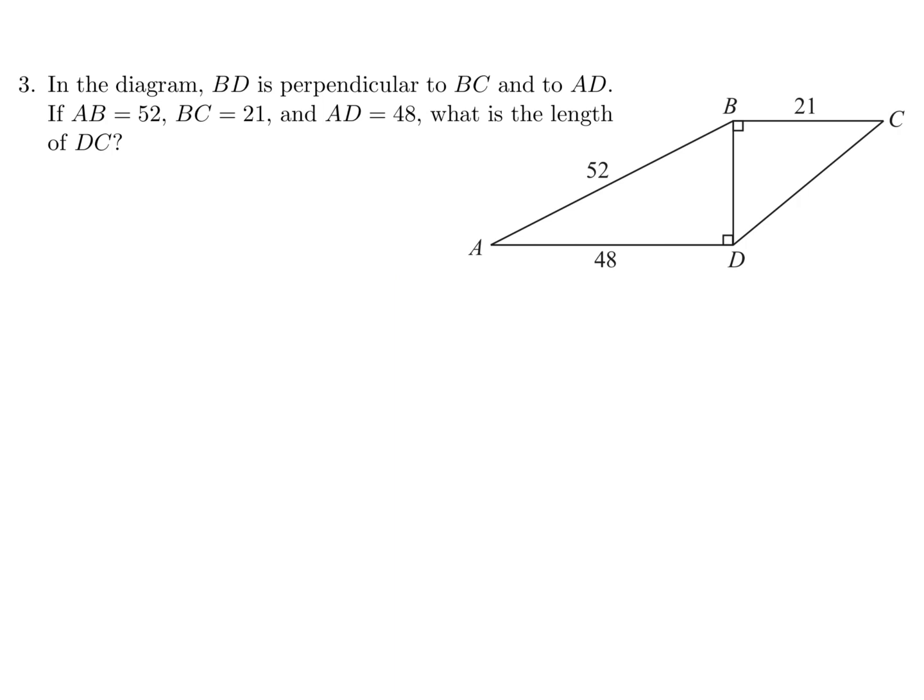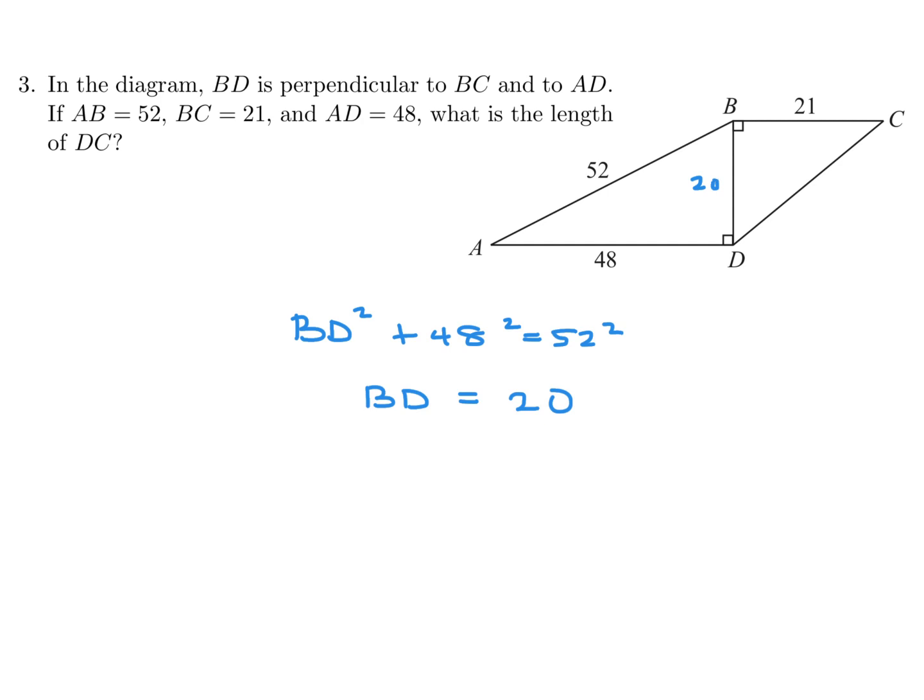In the diagram, BD is perpendicular to BC and to AD. If AB is 52, BC is 21, and AD is 48, what is the length of DC? So this is Pythagoras again. BD squared plus 48 squared is equal to 52 squared. When you solve for this, you get BD equal to 20. So put 20 over there.